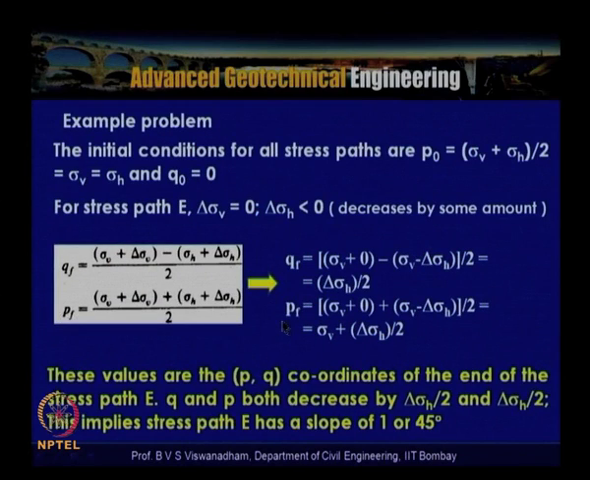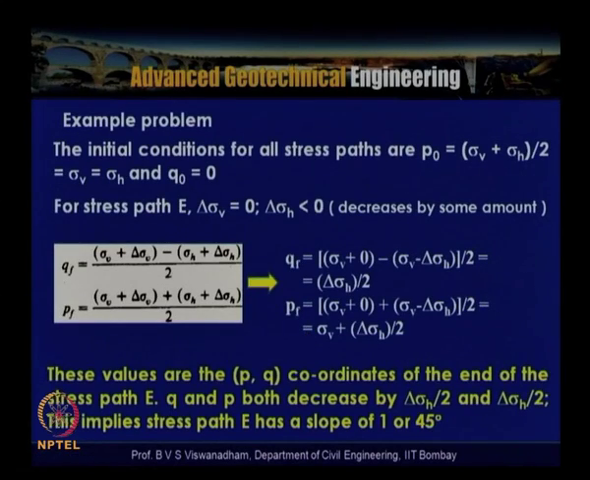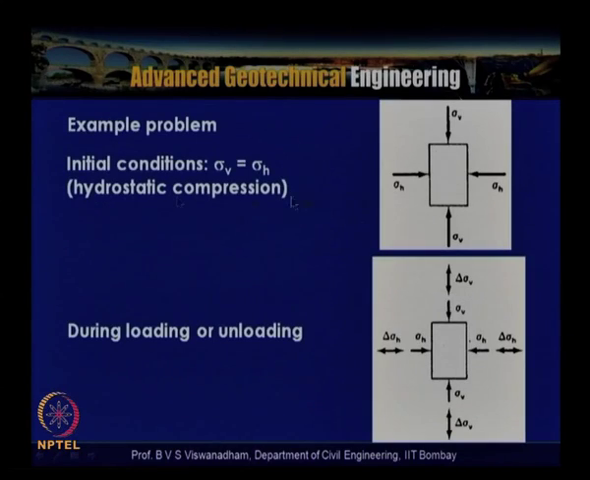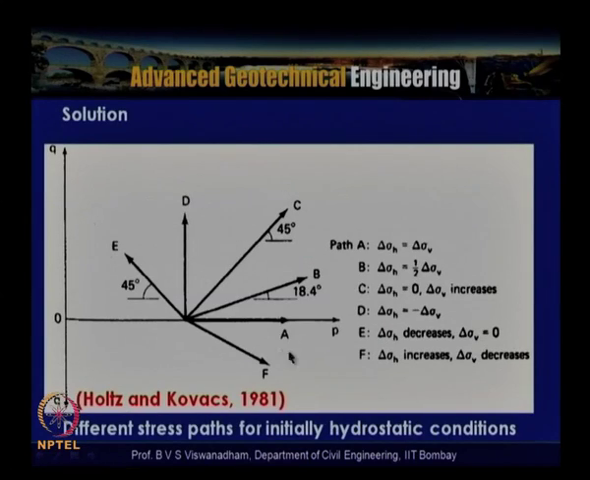The way we have done this is that we plotted these stress paths by following the fundamental principles, where in this particular example initially hydrostatic conditions are considered. But suppose you do not have hydrostatic conditions initially, when sigma v is not equal to sigma h, then the origin of the stress path is located somewhere here, and from there different paths can be drawn. In this example we considered that the initial condition is hydrostatic compression, where sigma v is equal to sigma h, and for different variations of delta sigma v and delta sigma h, we have drawn the paths and seen how this procedure can be adopted for plotting stress paths.